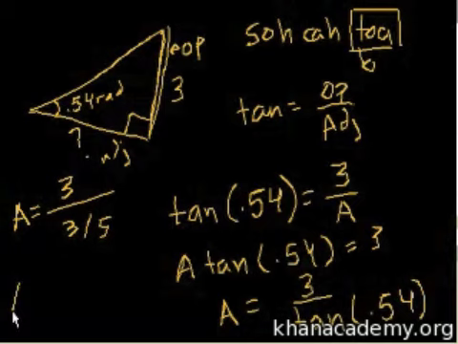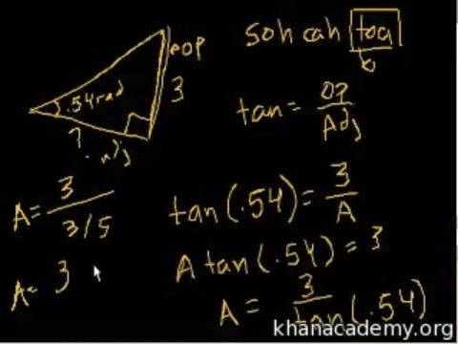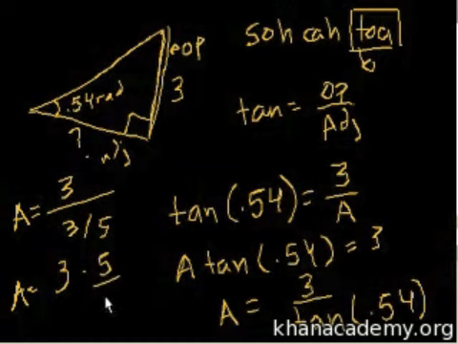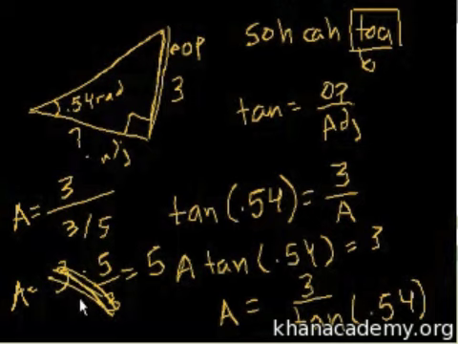So we know the adjacent side is equal to 3 divided by 3/5. When you divide by a fraction, it's like multiplying by the inverse, so times 5 over 3. So the adjacent side is equal to 5. Okay, there you go.